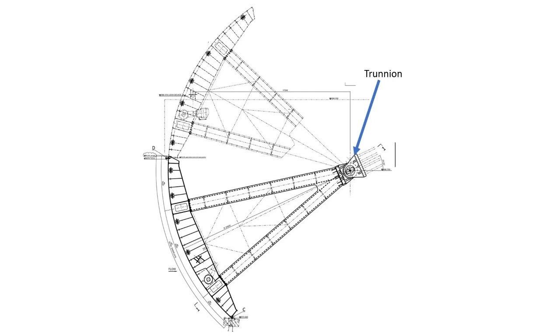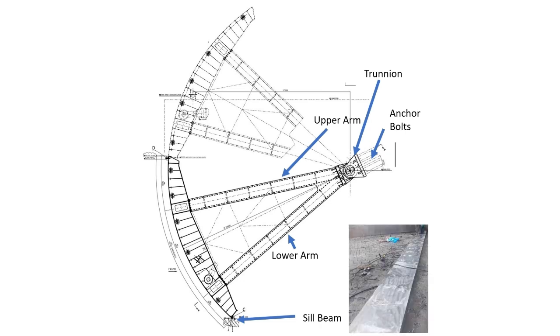Trunnion. Anchor bolts. Upper arm. Lower arm. Sill beam. Hydraulic cylinder connecting position. Guide wheels.